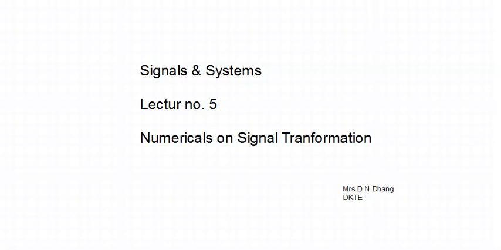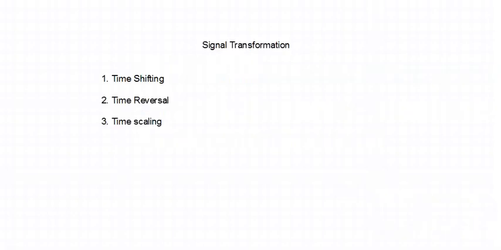In the previous lectures, we have discussed the different signal transformations. We studied time shifting, time reversal and time scaling in detail. Also, we solved numericals on each of these. We understood time shifting causes shifting of the signal in the time domain. Either the signal shifts to the left or shifts to the right.